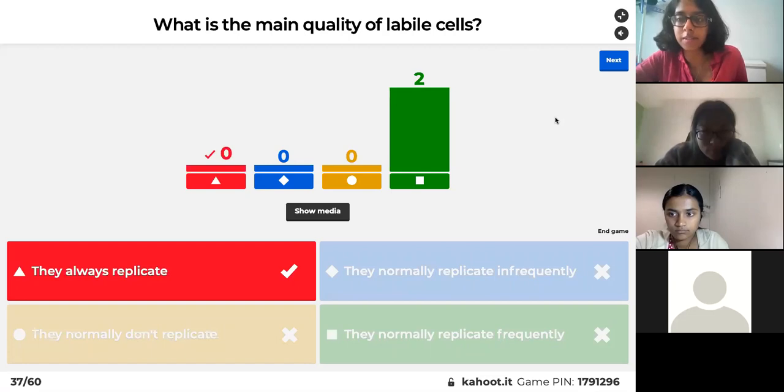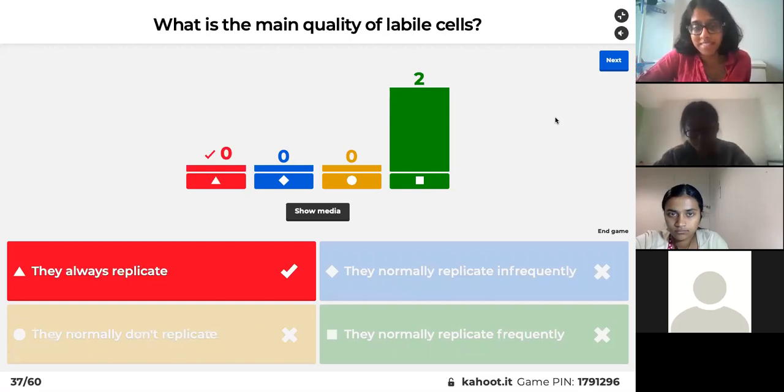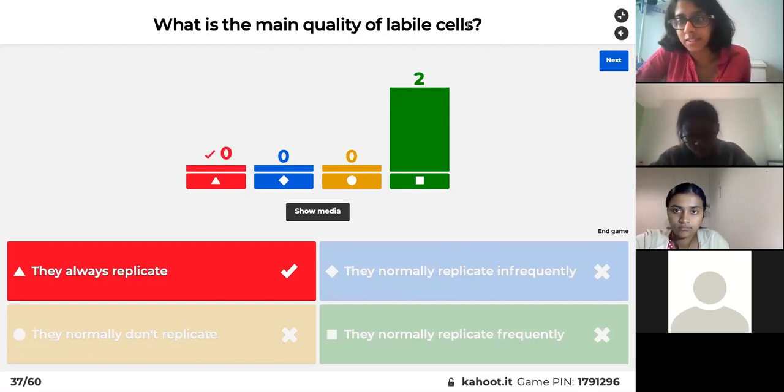And so can someone give me an example of labile cells in the body? So skin cells would be, yep, skin, that's right. Good job, Jess. Yep, because skin is always regenerating itself, shedding and regenerating. So that's a labile cell. All right.